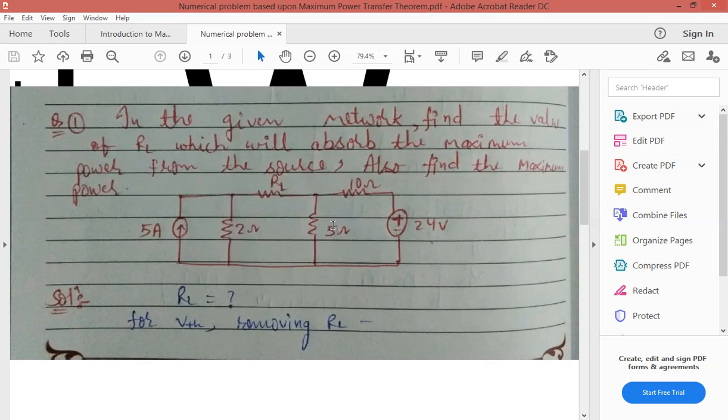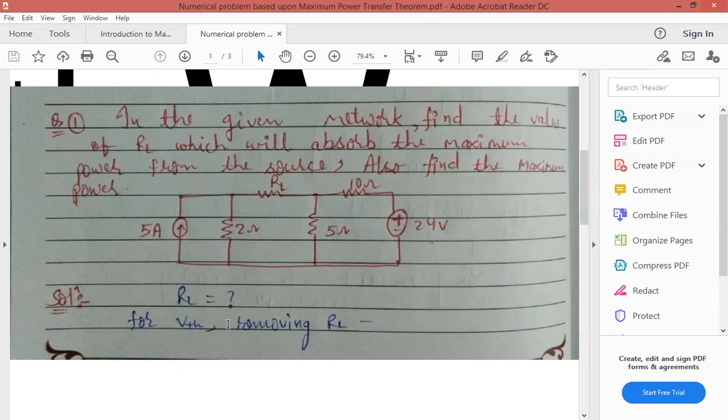In this network, we have to find the value of this RL. This RL will absorb the maximum power from the source, and we have to also find the value of Pmax, means maximum power. So first of all, we will find the value of the load resistor.